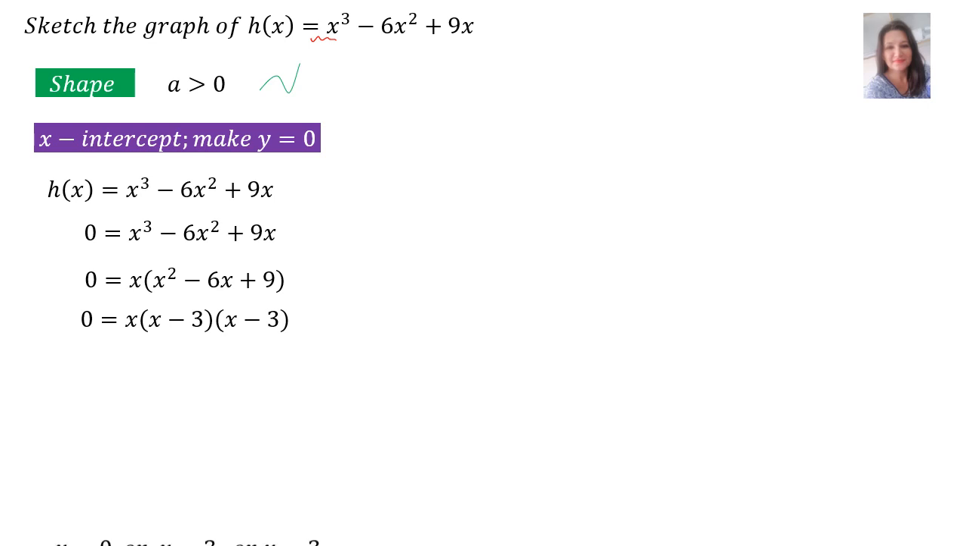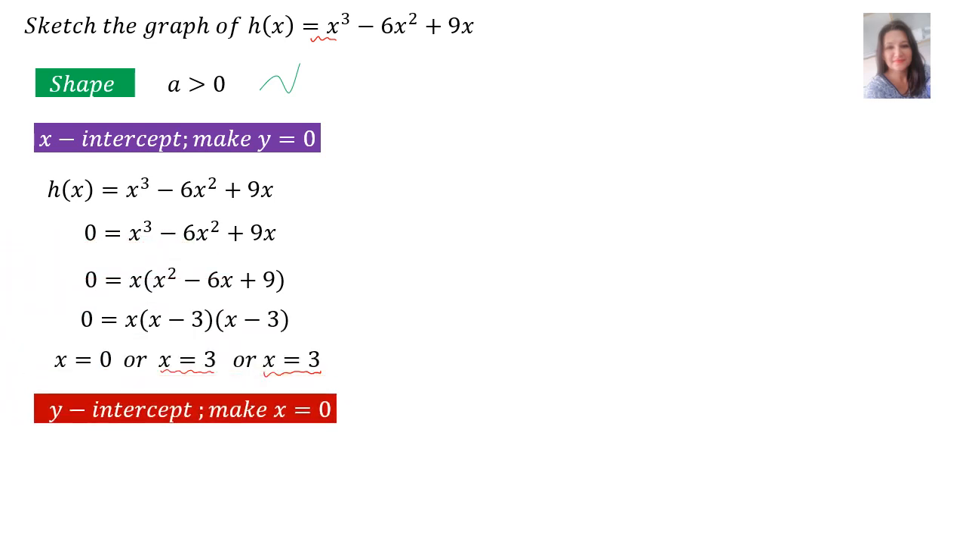And then your x-intercepts will be x is equal to 0 or x is equal to 3 or x is equal to 3. And don't worry if you get x to be the same value there, because that means something. That is a specific point on your graph where your graph will not have 3 definite x-intercepts. Your graph will hop at that point.